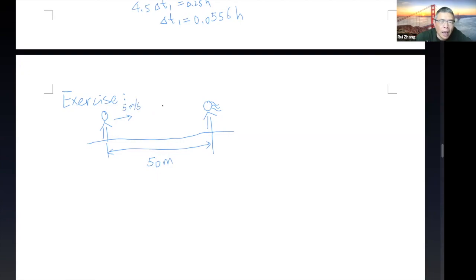And your friend is running with a speed of 10 meters. Well, that's too fast, maybe. Let's put 8 meters per second. So you guys are running towards each other, pretty fast. 5 meters per second and 8 meters per second. The question is how long does it take for you guys to see each other?